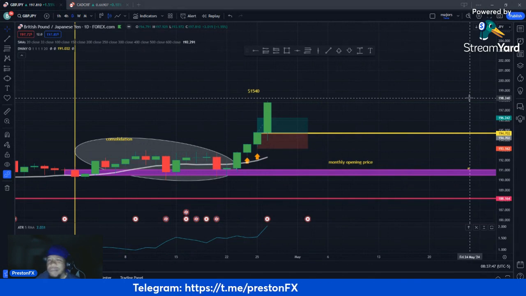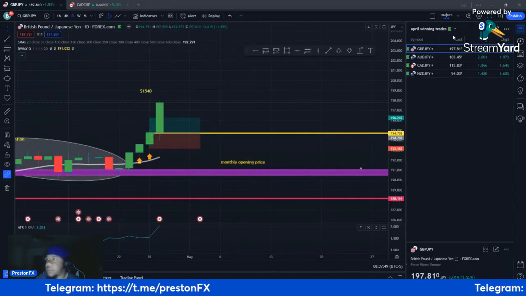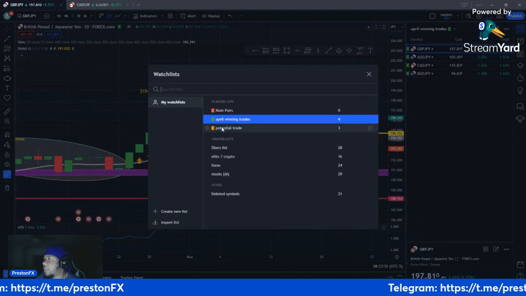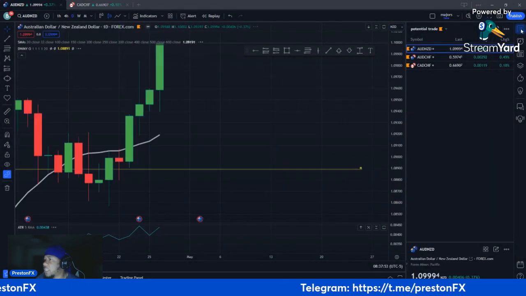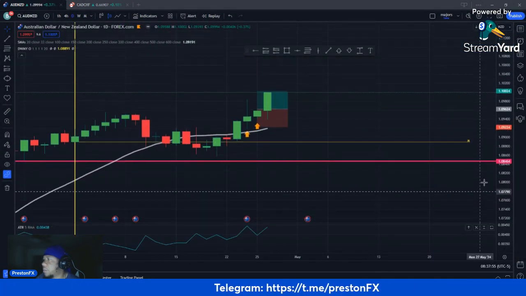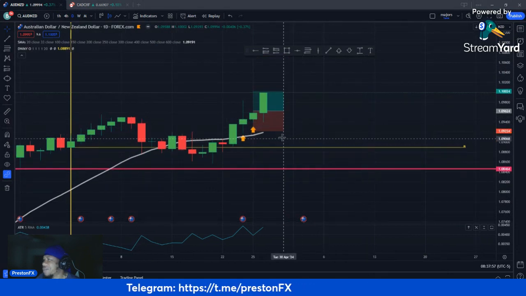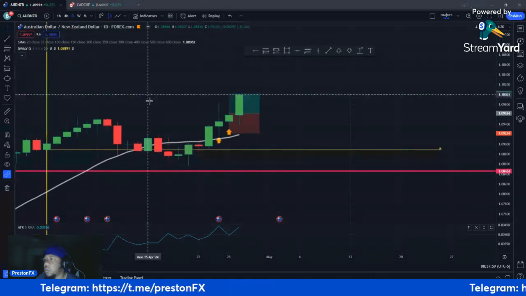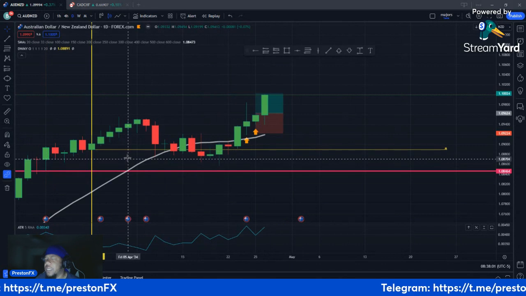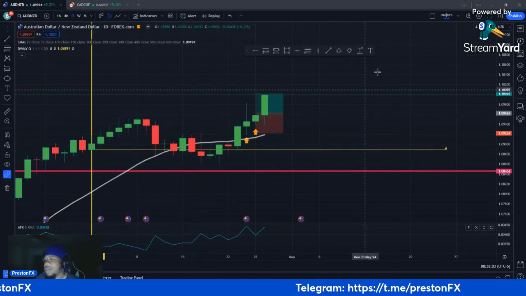Other than that, let's look and see if we have any setups for the month. So I have potential trades right here. So AUD, NZD as well for the month. So I didn't. Let me show you this.